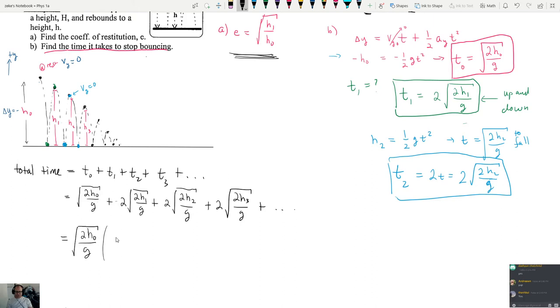So the first term would just be 1, right? The second term is going to be 2 multiplied by the square root of h1 divided by h0. Because if I divide this term underneath this term right here, the square root of 2's cancel, the square root of g's cancel, and I just have h1 divided by h0. If I do the same thing for this term right here, I'll get the square root. See, square root of 2 over g is in every term, so I don't need to keep writing that. But then I'll have h0 in the denominator. So here I'll have h2 divided by h0. Plus 2 square root h3 divided by h0.